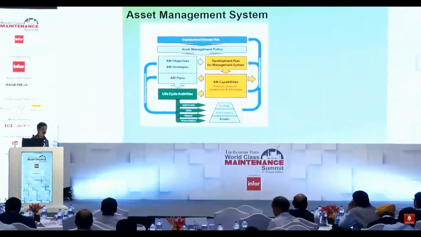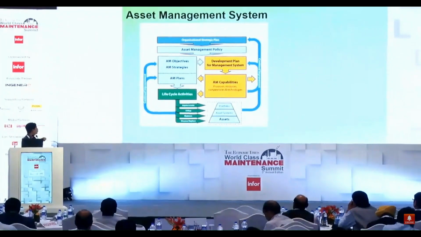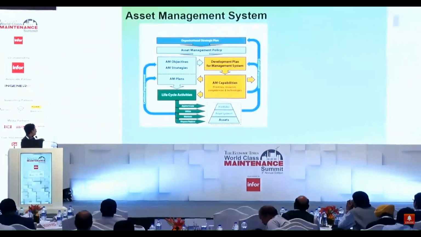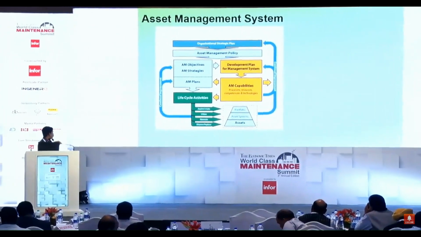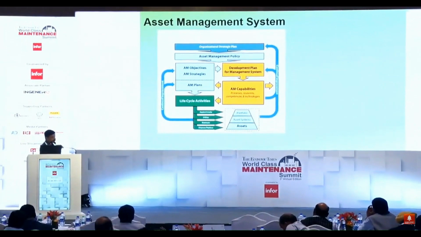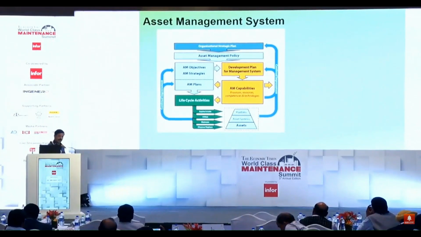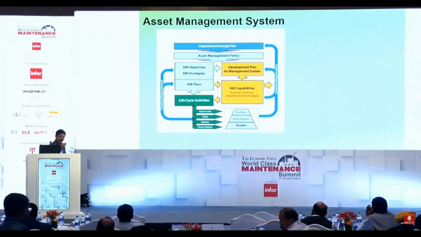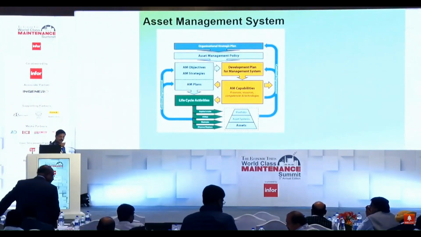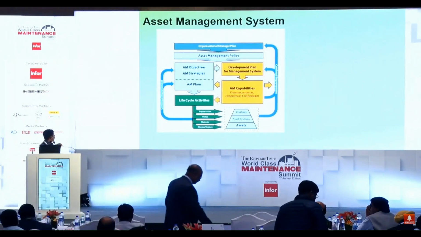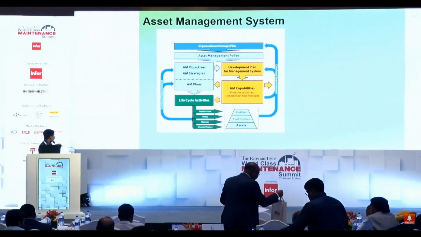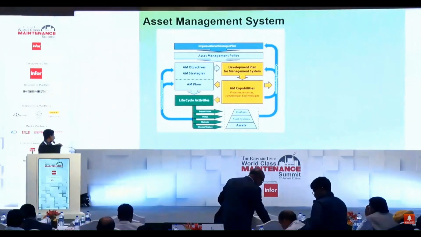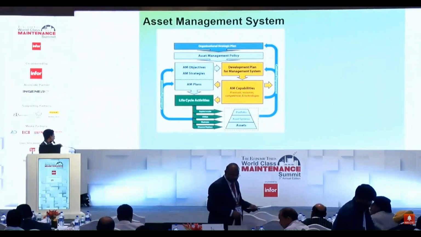Then comes asset management policy. Asset management policy is an overview of how management intended the asset to be served. This will come in detail. Then come the AM objectives, that means asset management objectives, asset management strategies, and finally asset management plans. The asset management plans are the actual plans which we utilize for servicing of machines or planning our upkeep of machinery.